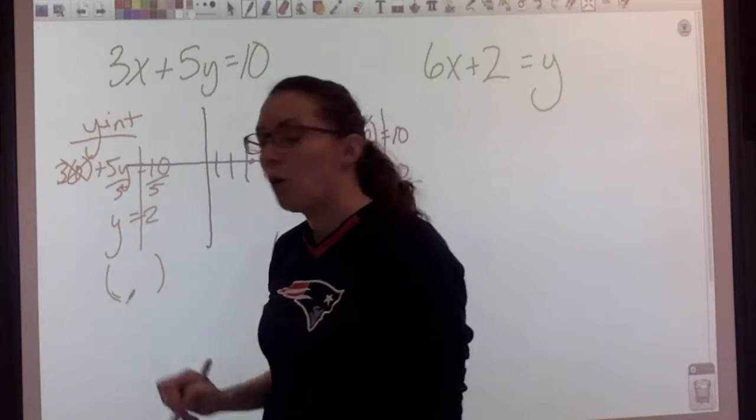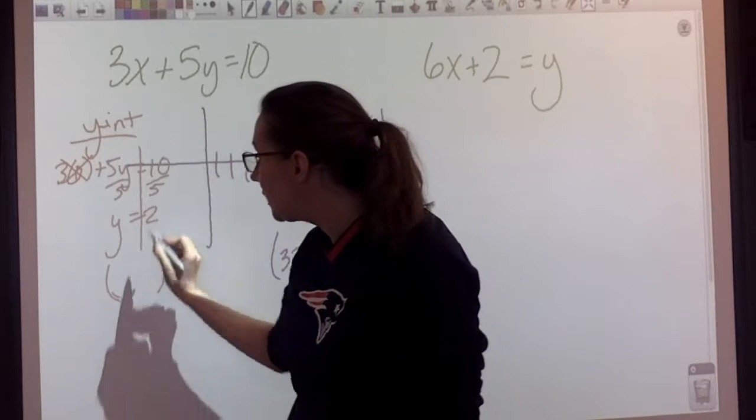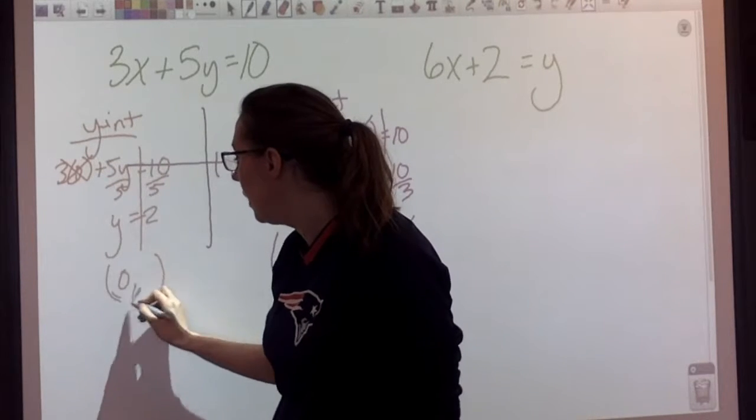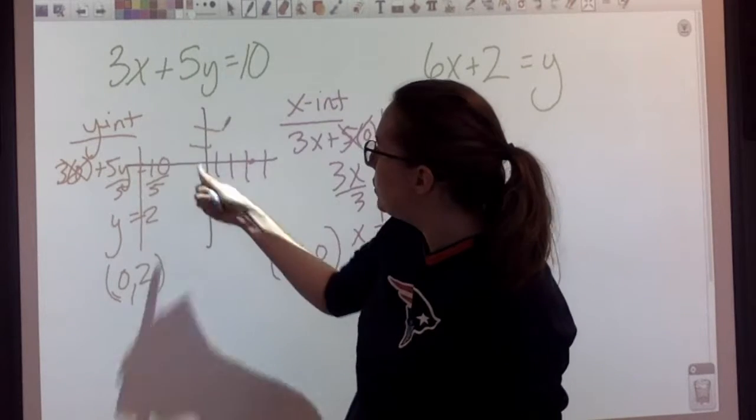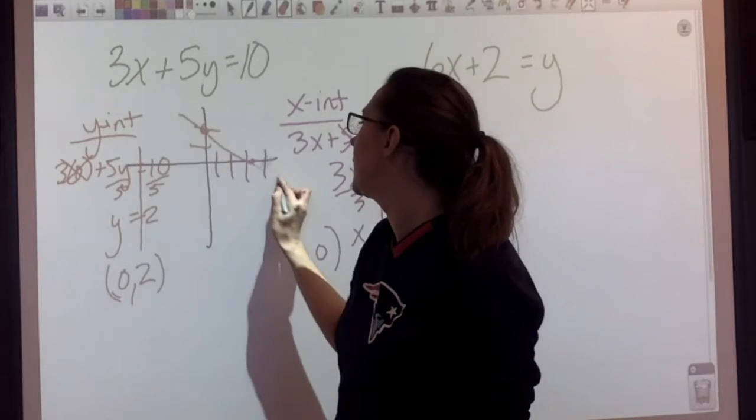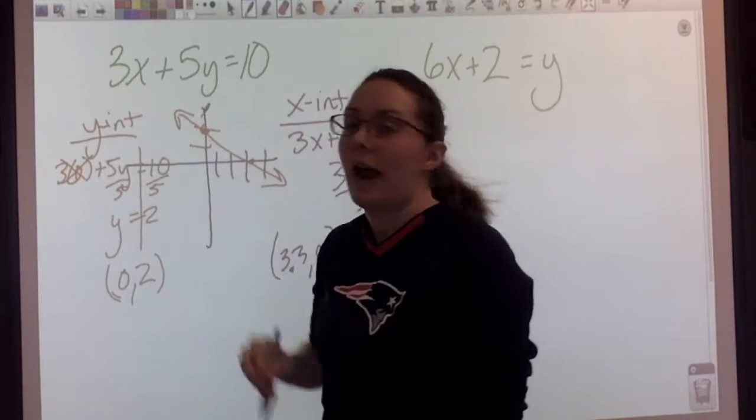So again, my coordinate pair for that, my x value I plugged in was 0, and my y value is positive 2. I'm going to go to my y-axis. I'm going to go up 2, put a dot, connect my 2 dots, and now I've graphed it.